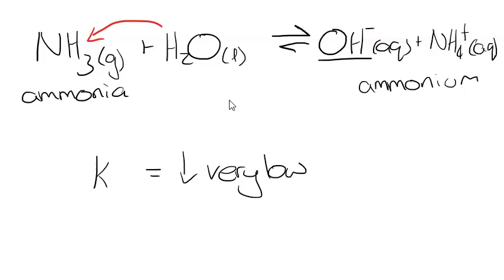So that shows that very few of these particles will actually react with the water to form this, so it's not going to end up with a highly basic solution. And instead of it being Kc or Ka, it's Kb for the base dissociation constant. And that's all we need to know about strong bases and weak bases.